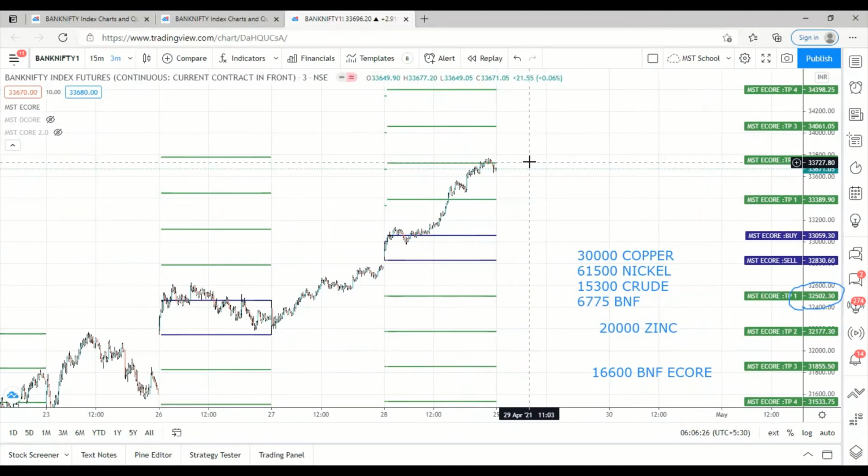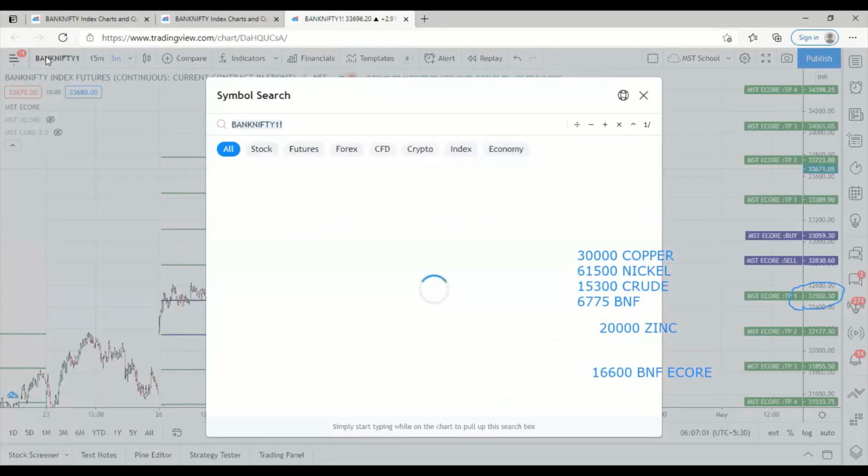So yesterday, if you had followed our core indicator, what would be the profit? 30,000 plus 61,500 in Nickel and 15,300 rupees in crude oil and 6,755 in Bank Nifty. So yesterday, 1,13,575 rupees profit in the core. In Bank Nifty, if you are using it only in Bank Nifty, then we got a profit of 16,600 rupees. The same thing you can also apply in Nifty.